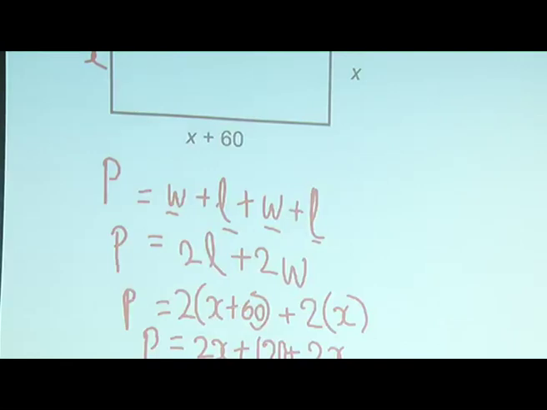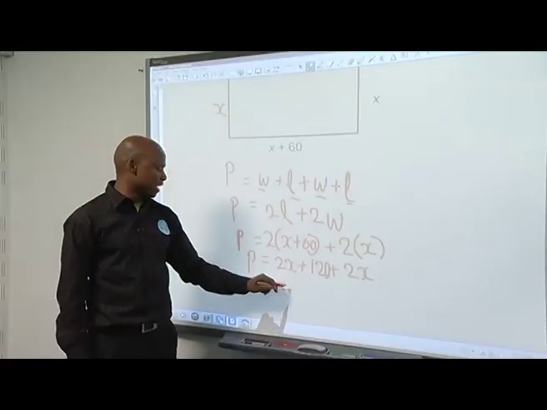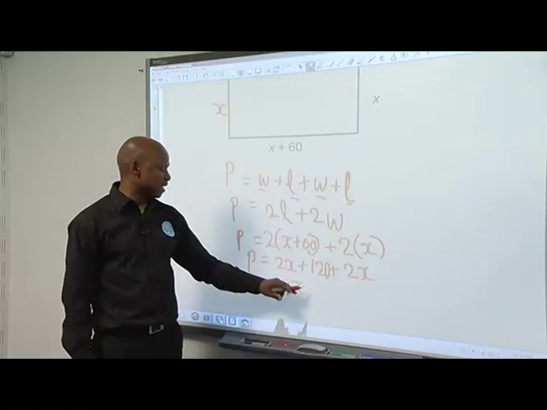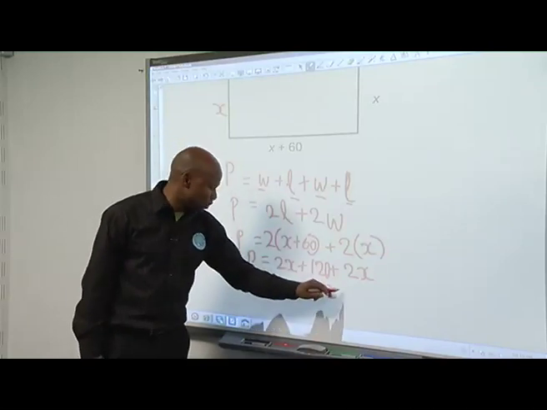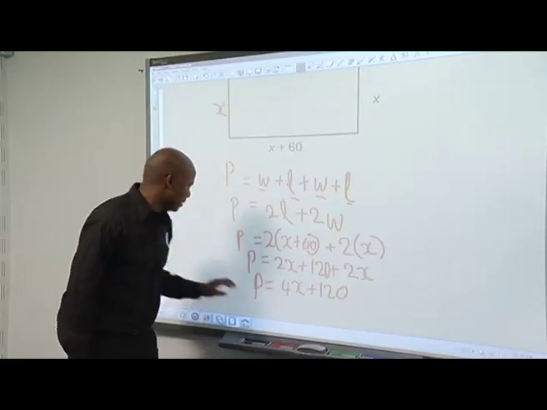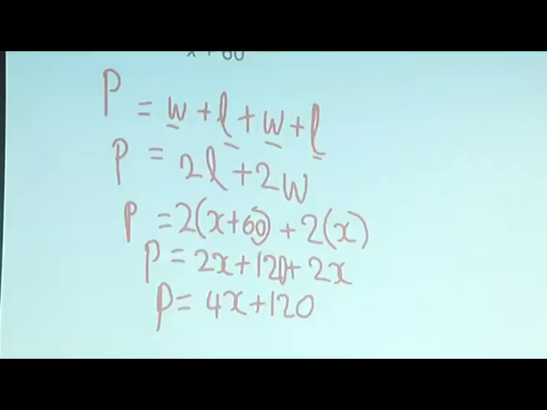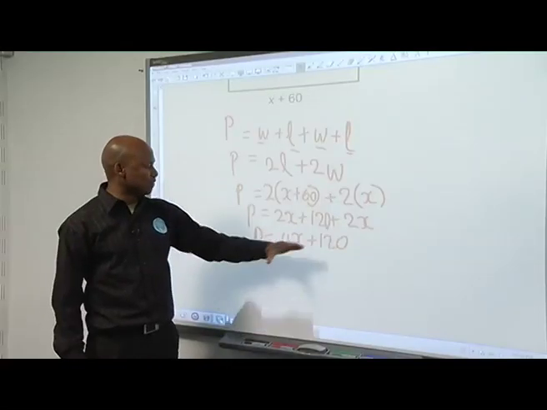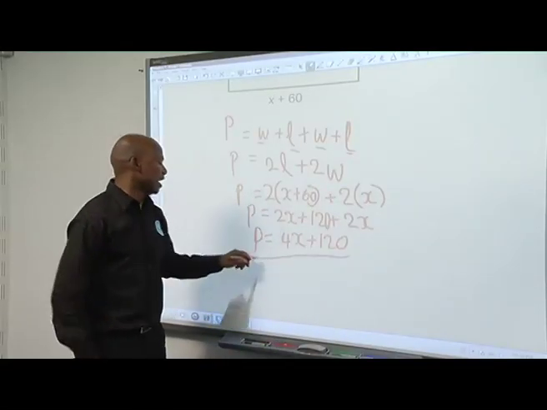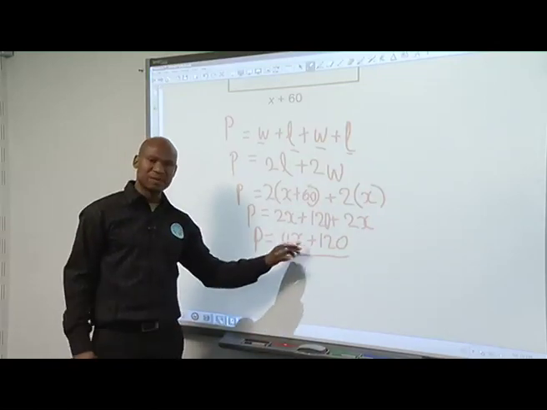We can simplify this further by collecting like terms to ultimately get 4x plus 120. And this is our P. Let's see it clearly here. P is equal to 4x plus 120. That is the perimeter of this shape in terms of x. There is nothing you can do to simplify this further, so you just leave it as it is. It's your answer, and we are happy that our perimeter there is in terms of x.